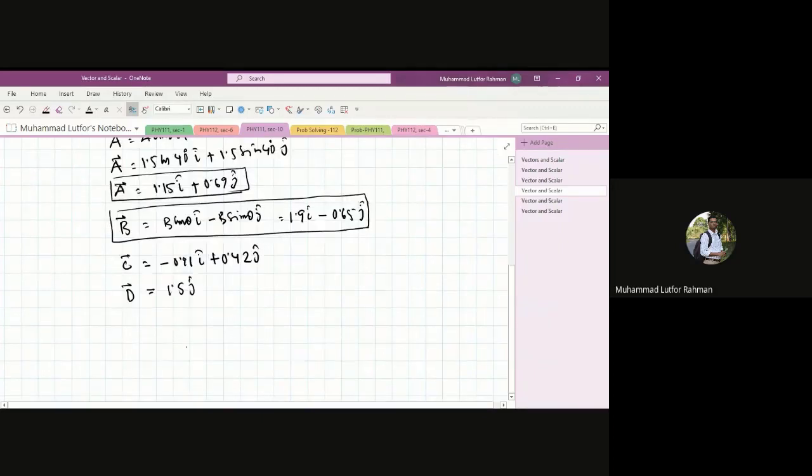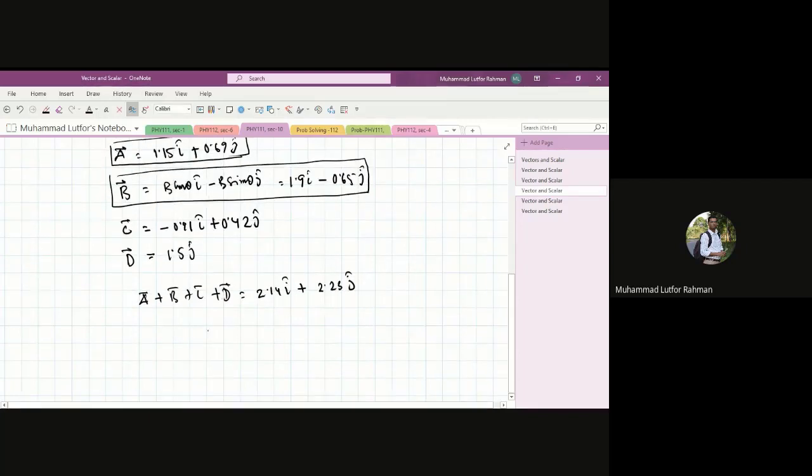So if I add all of them together, say a plus b plus c plus d, I hope you can do that, which is actually the addition and the subtraction. If you do that, then your answer would be 2.14 i hat plus 2.23 z hat. So this is actually that vector in terms of unit vectors.